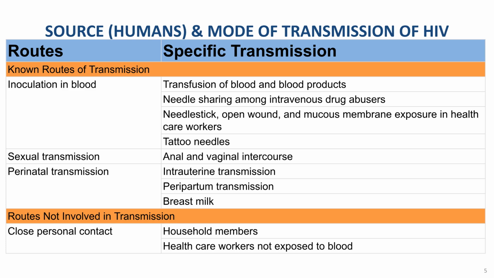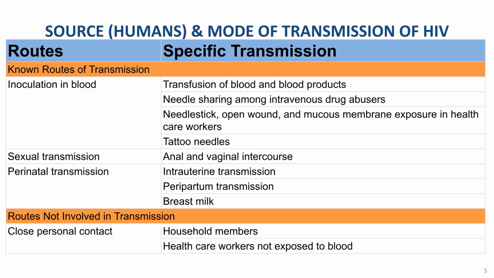The third route is perinatal transmission, from mother to child. This can occur through three mechanisms: intrauterine transmission during pregnancy, peripartum transmission during delivery when the infant is exposed to maternal blood and fluids, and through breast milk during breastfeeding. Without intervention, the risk of mother-to-child transmission is about 25 to 30%. However, with proper antiretroviral treatment during pregnancy, delivery, and to the newborn, this risk can be reduced to less than 1%.